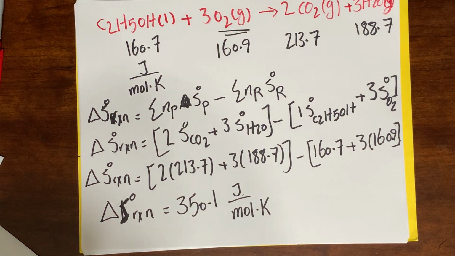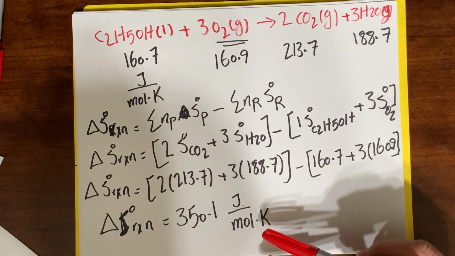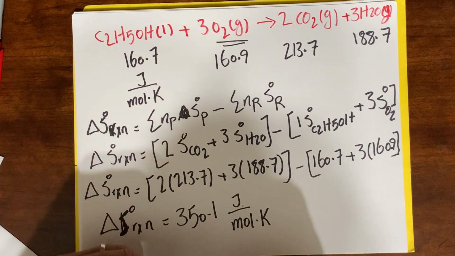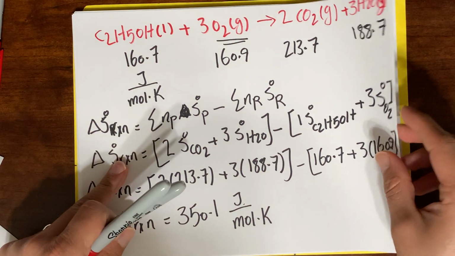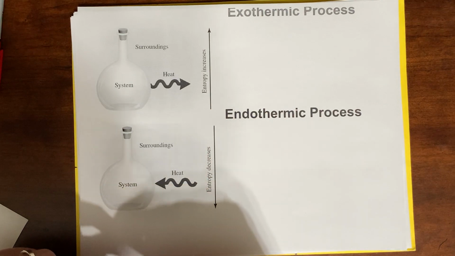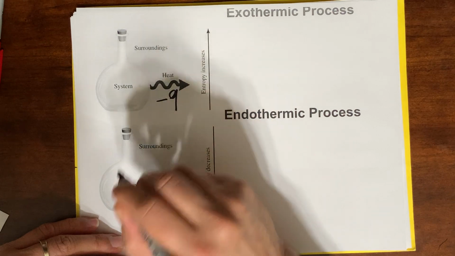Okay. Now that we know how to calculate entropy for a reaction, we can talk about change in entropy of exothermic and endothermic reactions. So let's say you have this. First one, you have an exothermic process. So heat is going out. We are losing heat. So I'm going to say minus heat.